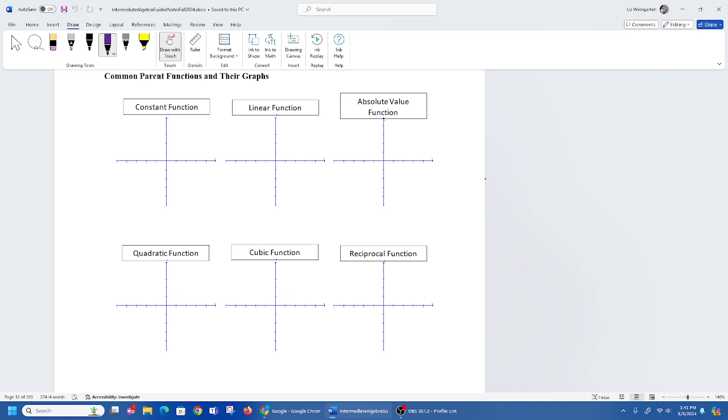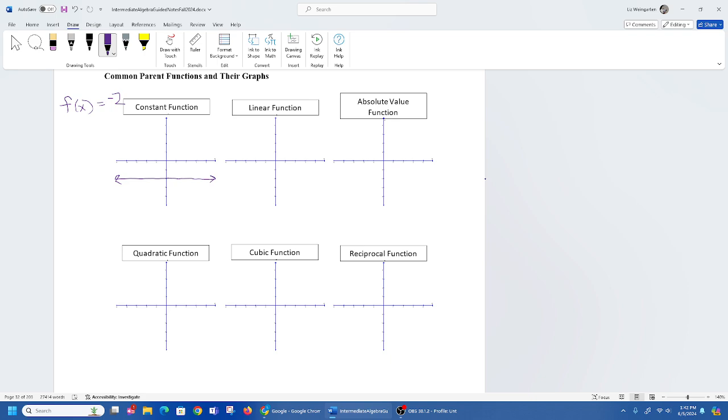So the constant function. The constant function is a horizontal line, and it's usually notated by f of x is equal to a constant number. Let's say this time it's -2. F of x could equal 1. F of x could equal 100 million. As long as it's a number with no letter attached to it, that will be a constant function. And like I said, it's a horizontal line going infinitely in both directions.